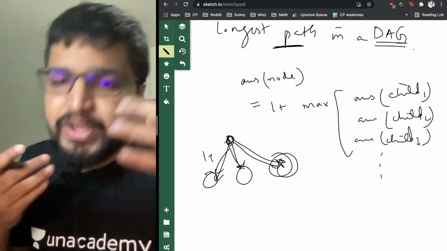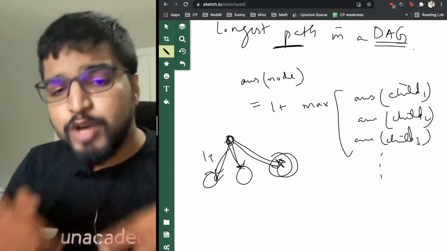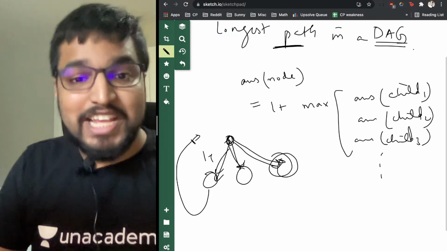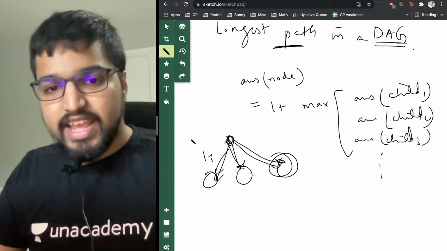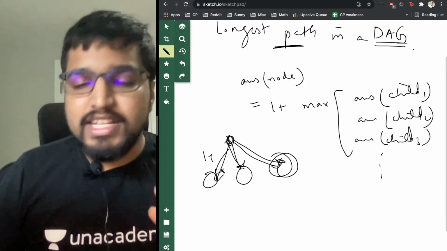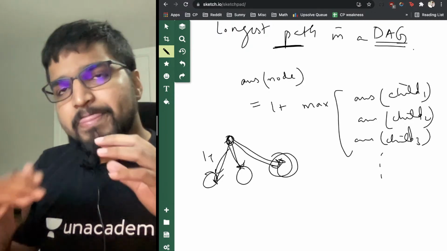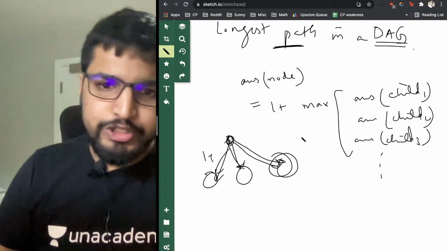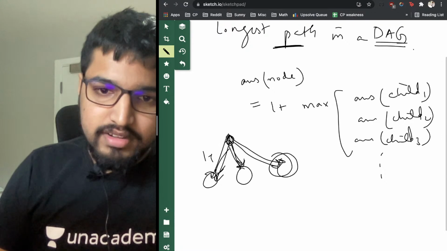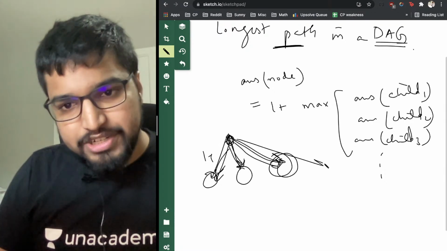Now we can recursively solve this, because we have a smaller problem since there are no cycles. If there were cycles, there would be an issue: you would have an infinitely long path. Since there are no cycles, you do 1 plus each of the nodes. You can choose to go here, from here, or here, and so on, like multiple children.